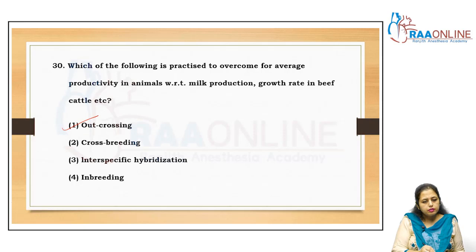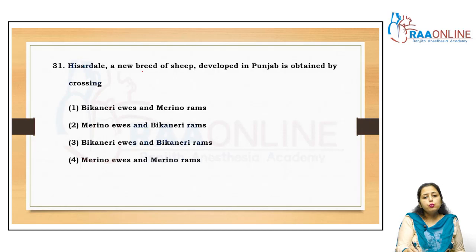We already discussed that Zardale, the new breed of sheep which was developed in Punjab, is obtained by the crossing of Bikaneri ewes and Merino rams, right? So the answer is Bikaneri ewes and Merino rams. So the answer is 1. Clear? We already discussed it actually. Come to the next question.